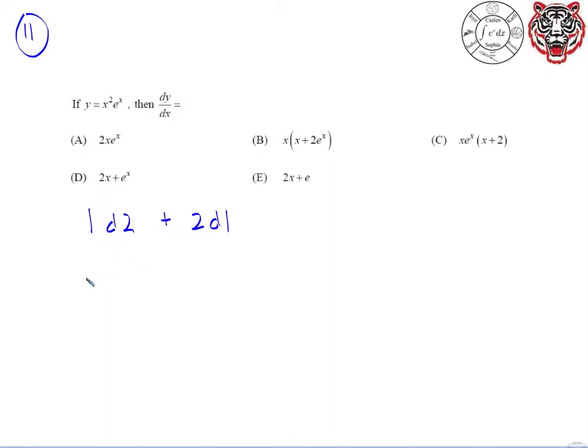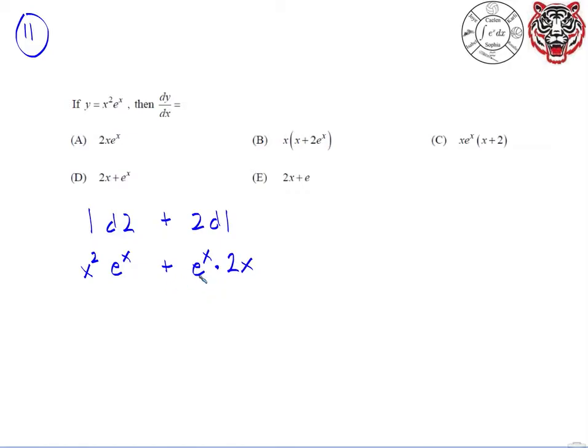All right, so what is 1? Rewrite it. x squared. What's d2? e to the x. What's 2? e to the x. What's d1? 2x. All right, so now I need to simplify this.